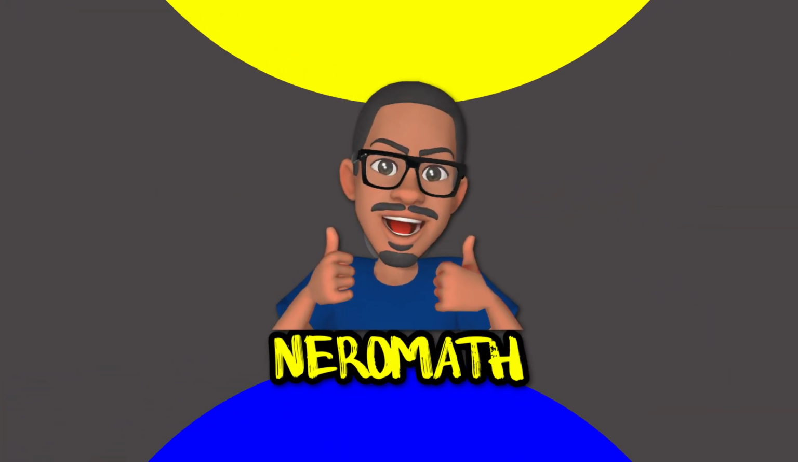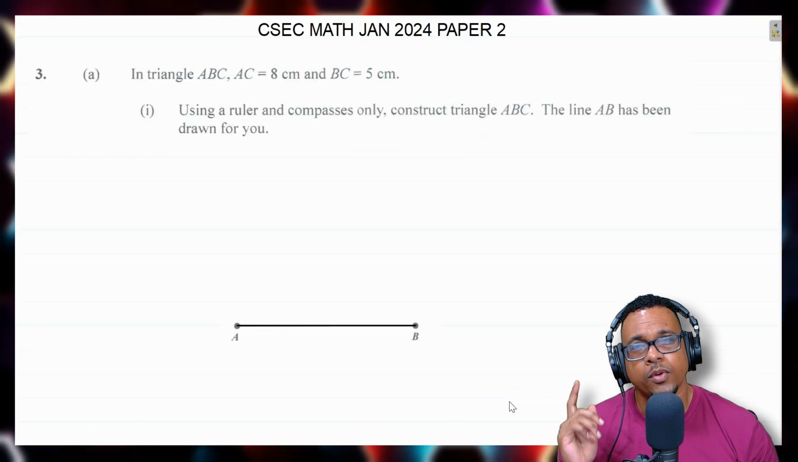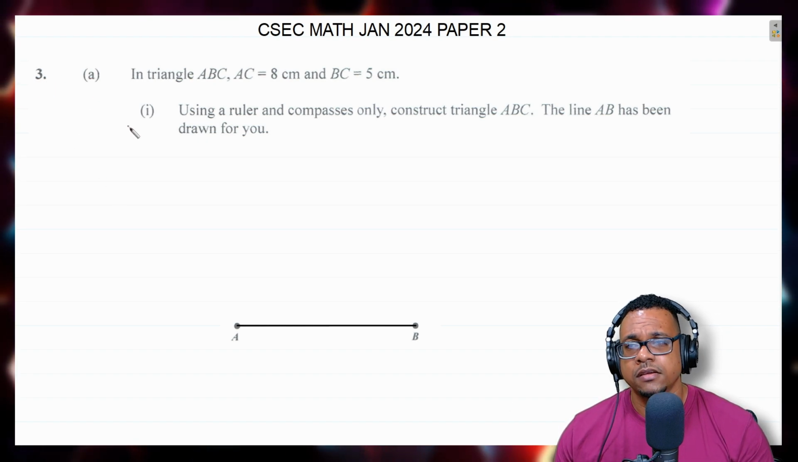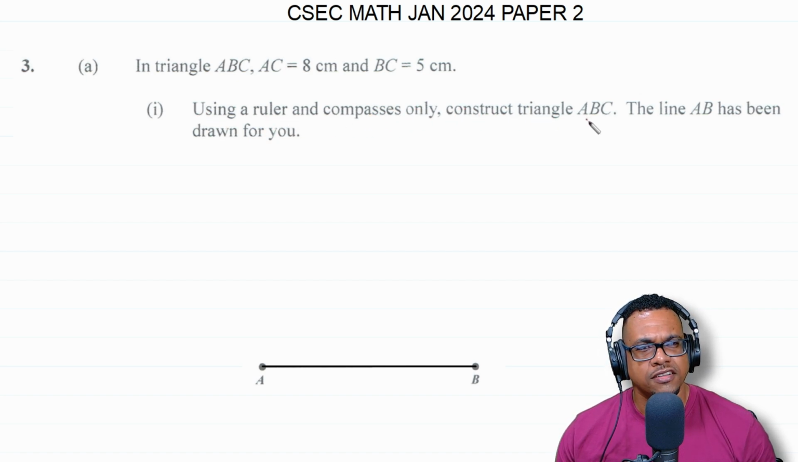In this video, we're going to look at the CSEC Math January 2024 Paper 2, Question 3. So here we have Question 3 Part A. In triangle ABC, AC is equal to 8 centimeters and BC is equal to 5 centimeters. Now let's say, using a ruler and compass only, construct triangle ABC. The line AB has been drawn for you.